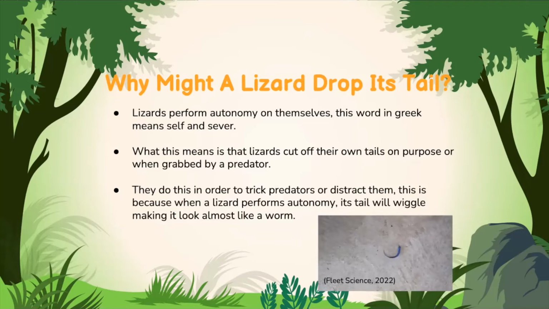So why might a lizard drop its tail? A lizard performs what is called autotomy on themselves, which in Greek means self-sever. When they do this, they will cut off their own tails on purpose if they're grabbed by a predator or being chased. The main reason for doing this is the tail will still wiggle, as you can see in the GIF. When it does that, it can trick or distract predators because they see a little wiggling tail and they don't know what it is. And so it can allow the lizard to escape.